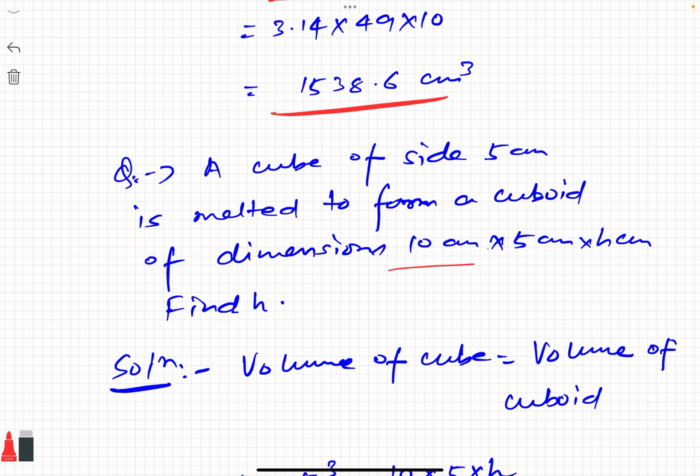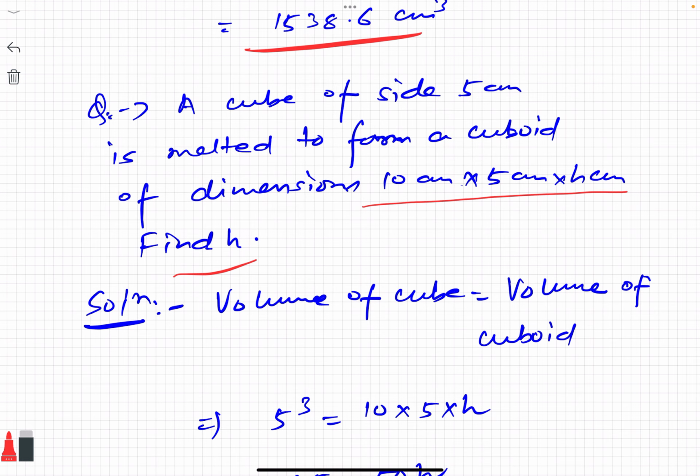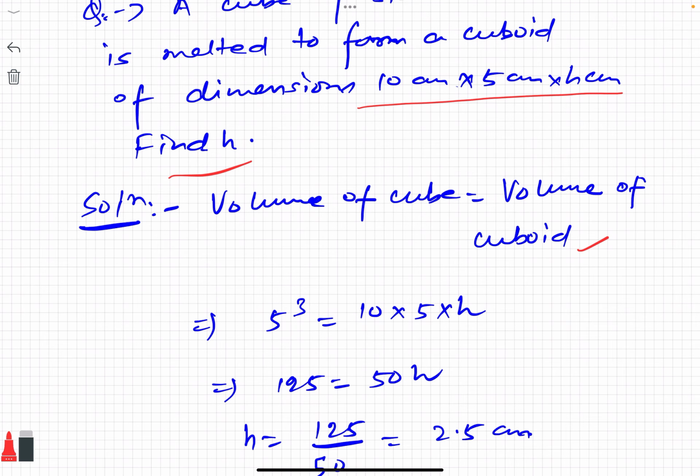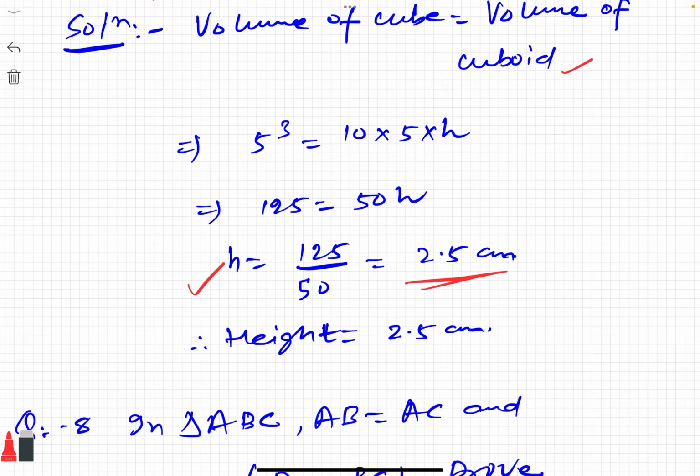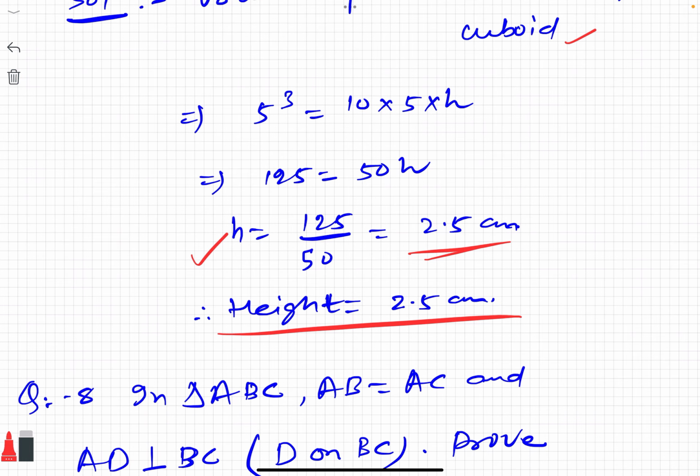Question number 7 is a cube of side 5 centimeter is melted to form a cuboid of dimension 10 centimeter into 5 centimeter into h centimeter. Find the value of h. Volume of cube is volume of cuboid. So 5 cube will be equal to 10 into 5 into h. h is equal to 125 by 50, that will be 2.5 centimeter. So height will be 2.5 centimeter.